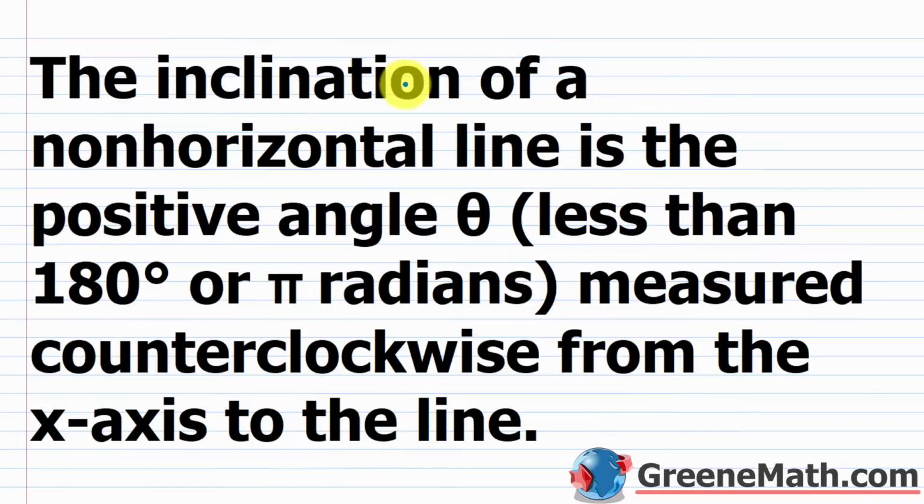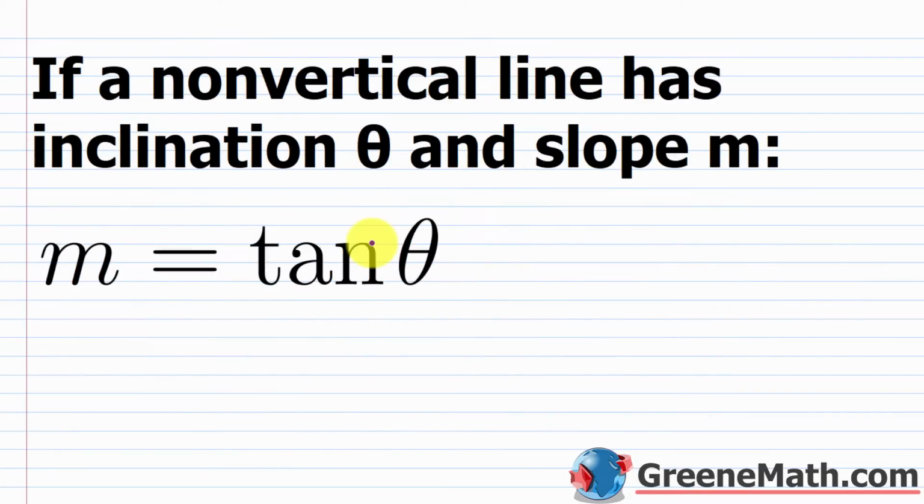So the inclination of a non-horizontal line is the positive angle theta, less than 180 degrees, or pi if you're working with radians, measured counterclockwise from the x-axis to the line. I'll give you a visual demonstration of what this is in a moment. In our lesson, we derived a little formula that we can use to solve these problems. If a non-vertical line has inclination theta and slope m, then m, the slope of that line, is equal to the tangent of theta, where theta is the inclination of the line.